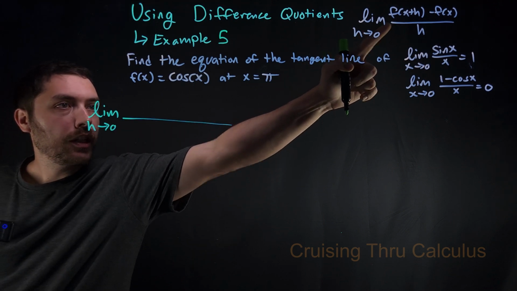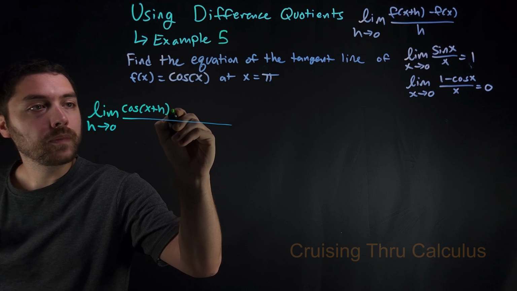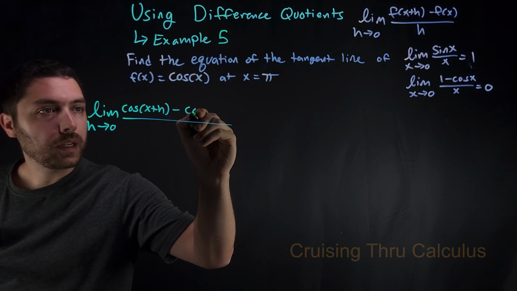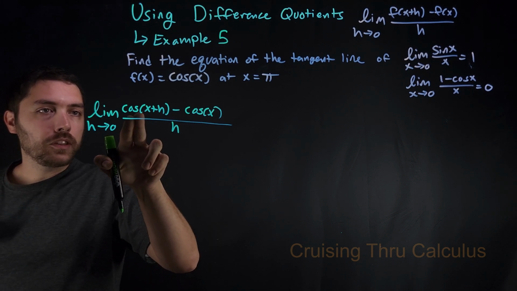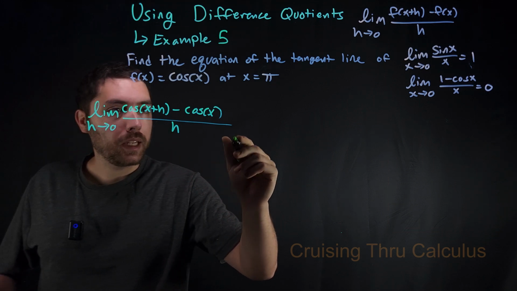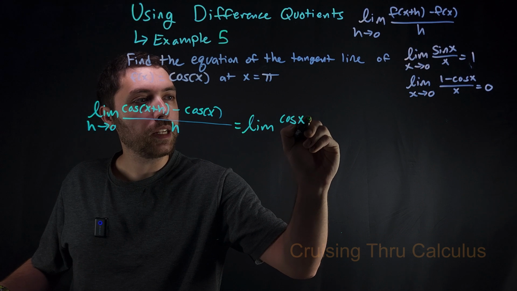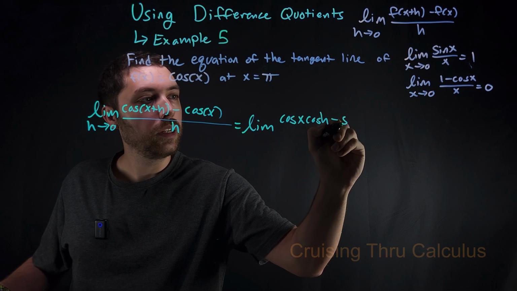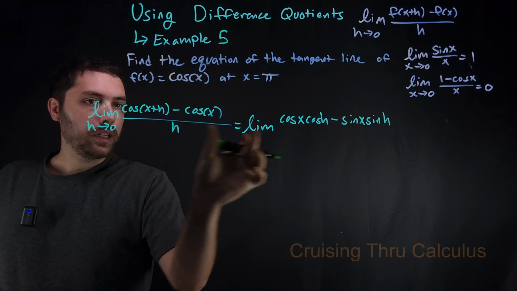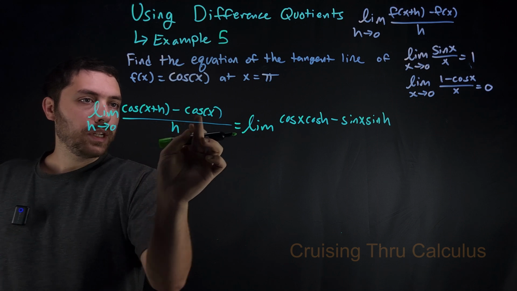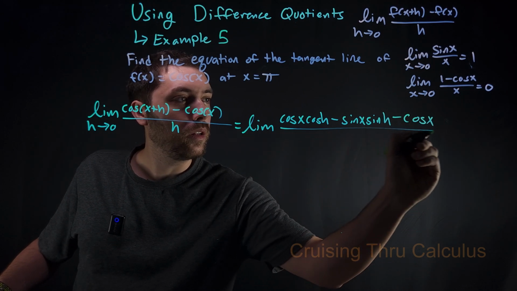Then we need f of x plus h, which is going to be cosine of x plus h, minus f of x, so that's minus cosine x, all over h. Now, this cosine of x plus h can be expanded, so let's do that. We're going to get cosine x cosine h minus sine x sine h. Now that part is just this first part right here. Let's not forget we have a minus cosine x at the end here, all over h.